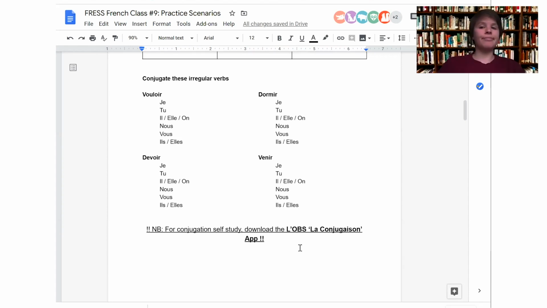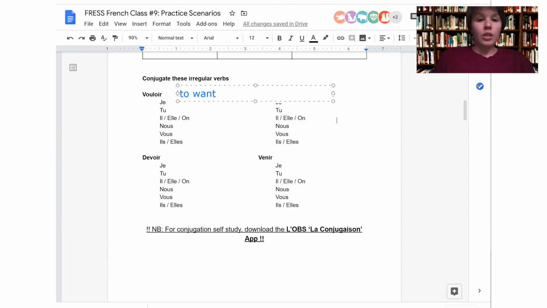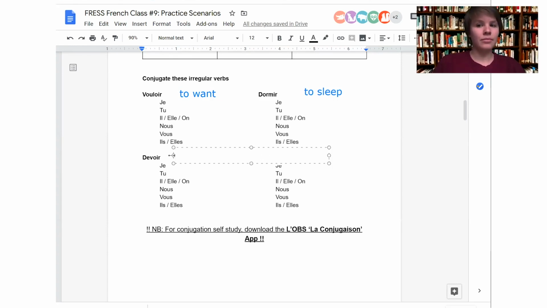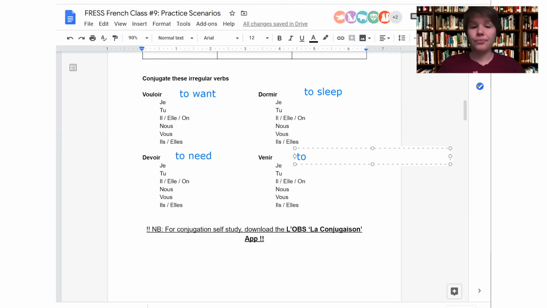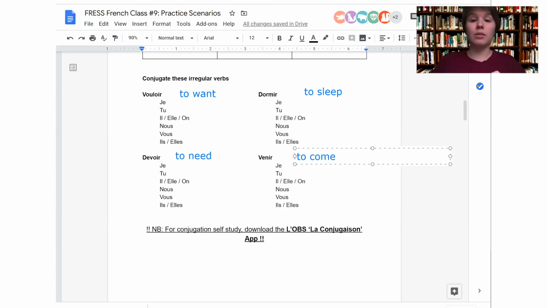All right, so vouloir. Does anybody remember what vouloir means? To want, yes. And dormir. To sleep, yes. Devoir. To need. Yes, to need, a bit like pouvoir, where it's like can, it's also like need or need to. And venir. Have we done that? Yes, well, briefly we touched on it. To come from. To come is basically like to come from or to come. That's what venir means.